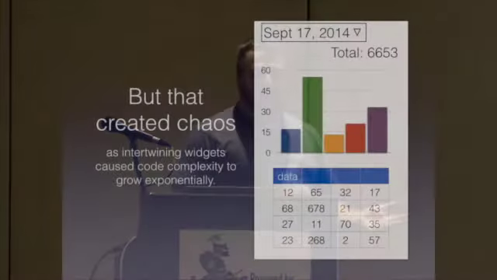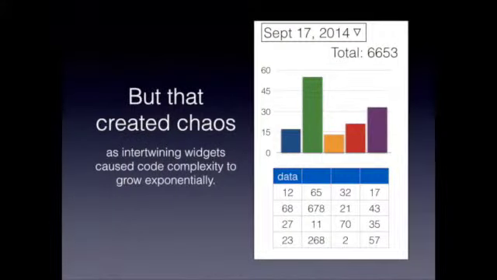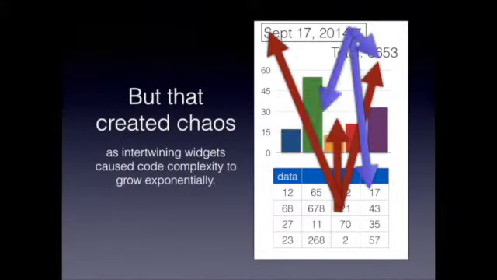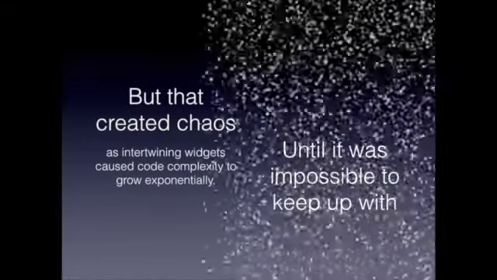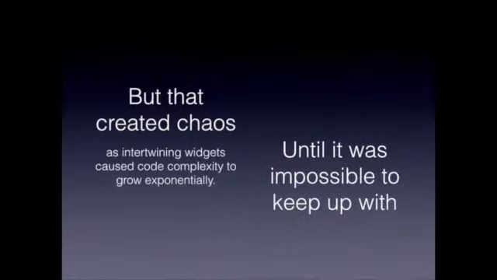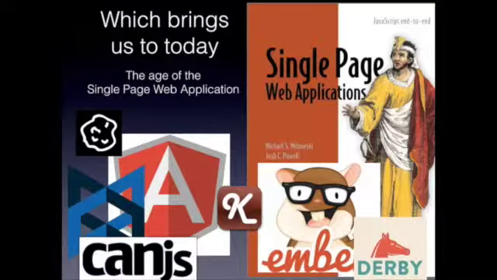But once you started to build anything more complex, it started to create chaos, because the intertwining widgets caused code complexity to grow exponentially until it became impossible to keep up with an application of any decent size. So that brings us to today, which I'm now dubbing the age of the single-page web application.